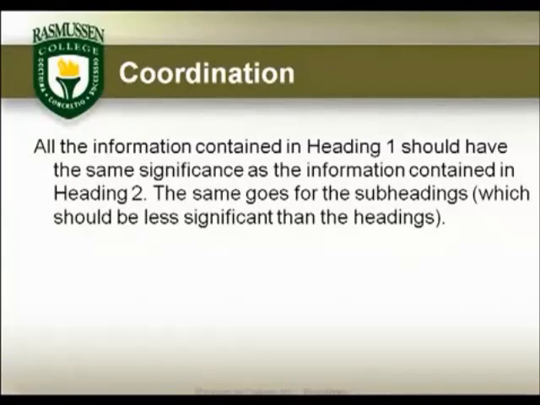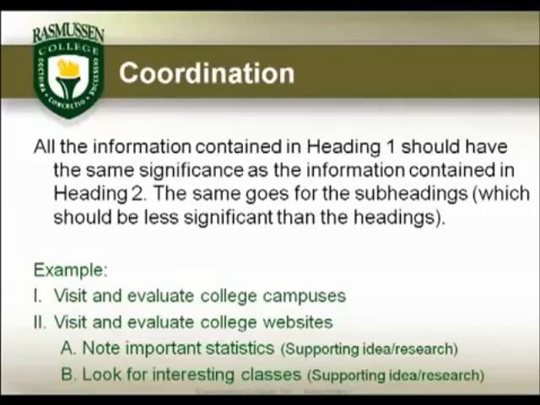The outline should also demonstrate a coordination of ideas. All the information contained in heading 1 should have the same significance as the information contained in heading 2. The same goes for the subheadings, which should be less significant than the headings. And as with this example, campus and website visits are equally significant. They are part of the main tasks you would need to do. Finding statistics and classes found on college websites are parts of the process involved in carrying out the main heading topics.